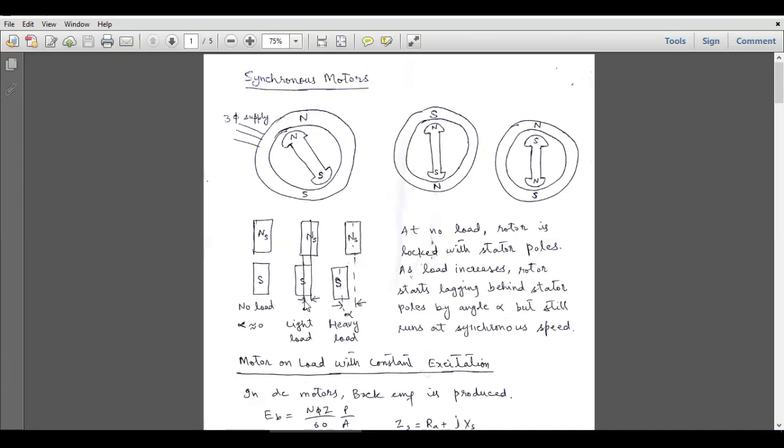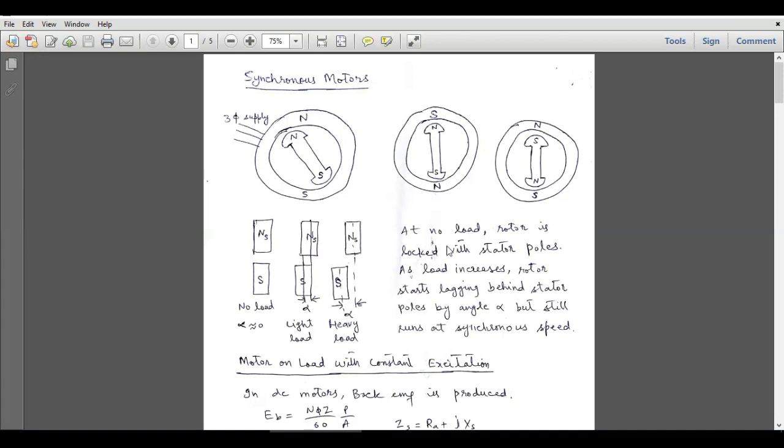So upon the application of a small load, that angle alpha will be, let's say, 20 degrees, and when we apply a slightly heavier load, the load angle will become 40 degrees, for example. But that angle will be constant at 40 degrees as long as the load is constant. So the motor will continue to run at the synchronous speed; the rotor speed will be exactly equal to the synchronous speed, but the rotor will lag behind by the load angle alpha.